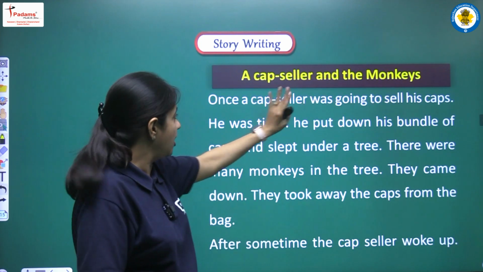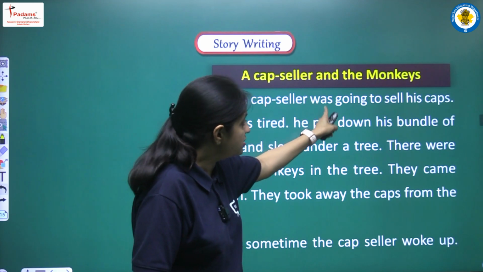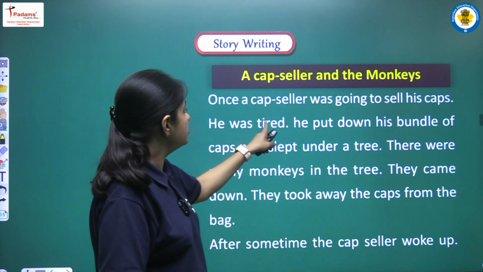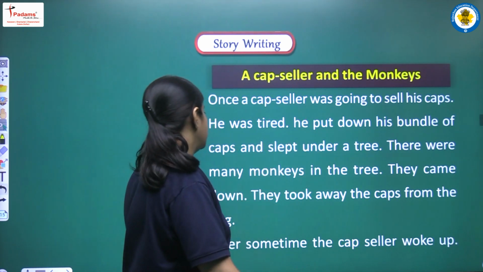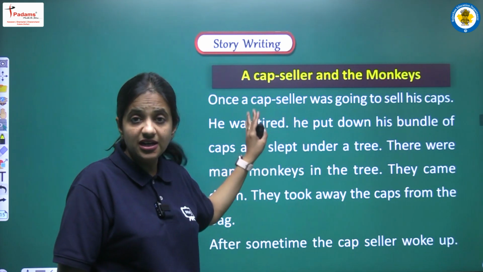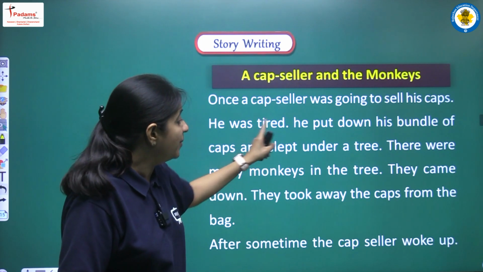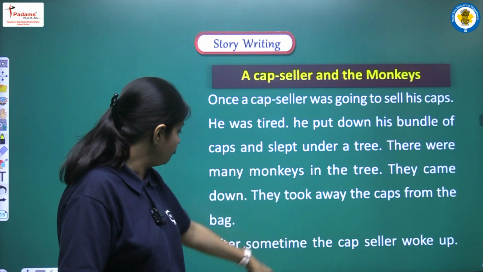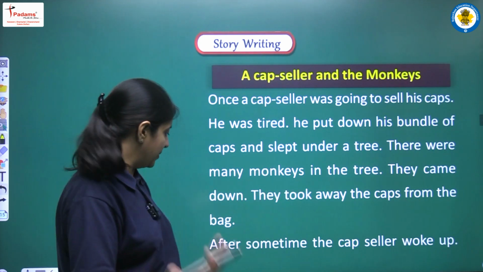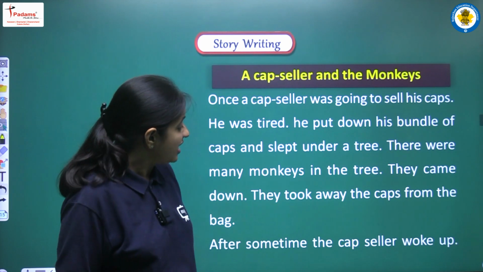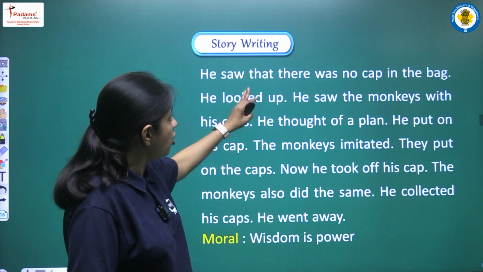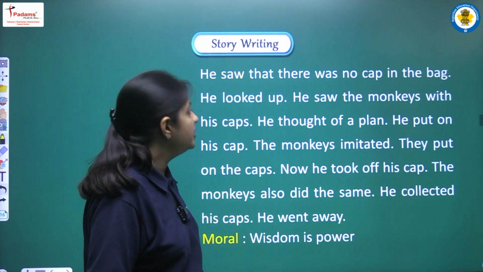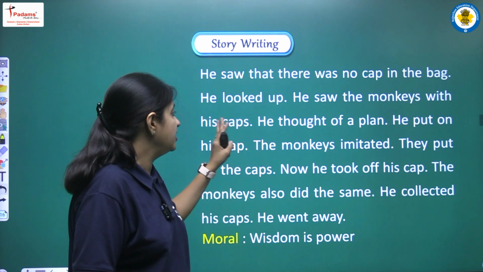This is the title. Now, once a cap seller was going to sell his caps, so we have past tense here. He was tired. He put down his bundle of caps and slept under a tree. There were many monkeys in the tree. They came down. They took away the caps from the bag, or we can say from the bundle. After some time, the cap seller woke up. He saw that there was no cap in the bag. He looked up. He saw the monkeys with his caps.